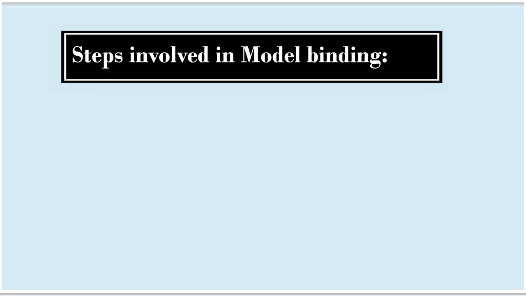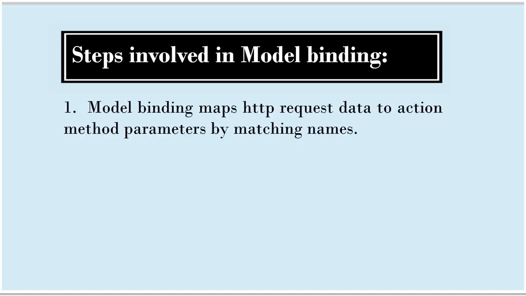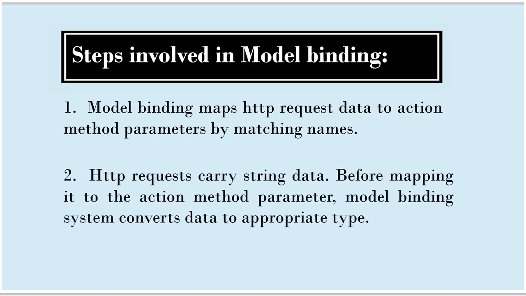Important steps involved in model binding are: model binding maps HTTP request data to action method parameters by matching names. And HTTP requests carry data in the form of string. Before mapping it to the action method parameter, model binding system converts data to appropriate type.